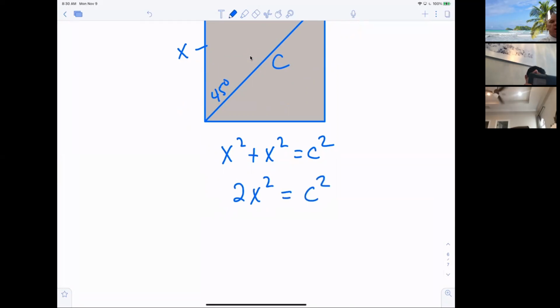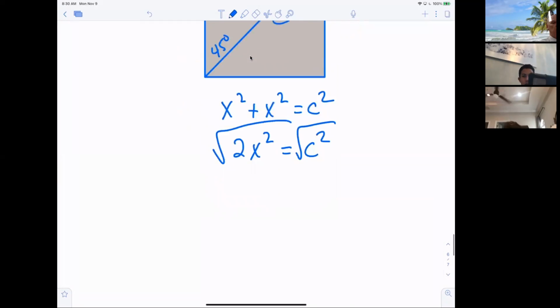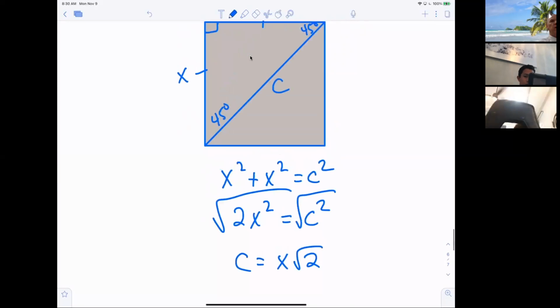I'm trying to figure out what the hypotenuse is. So I take the square root of both sides. So the hypotenuse is just the side times what? Times radical 2. All right, now how I remembered it was radical 2 was that there are 2 different angles. So it has to be a radical 2.